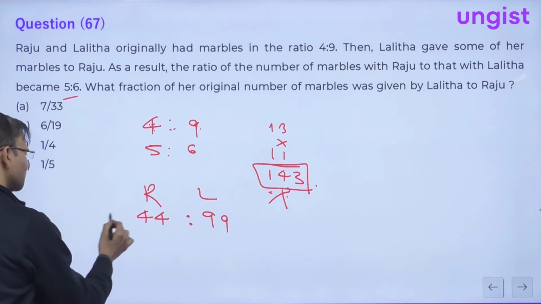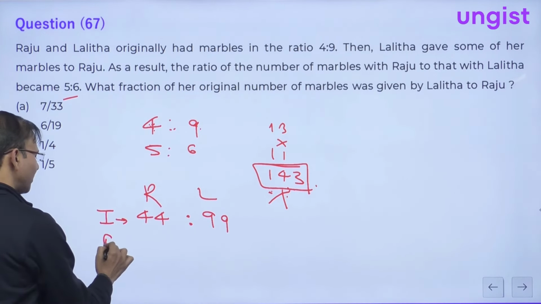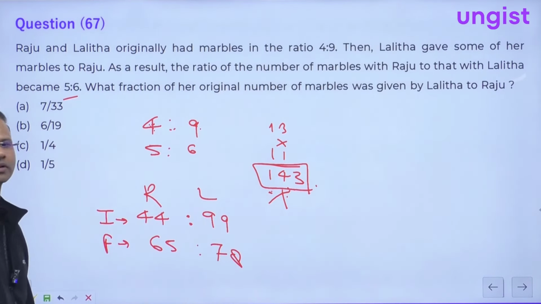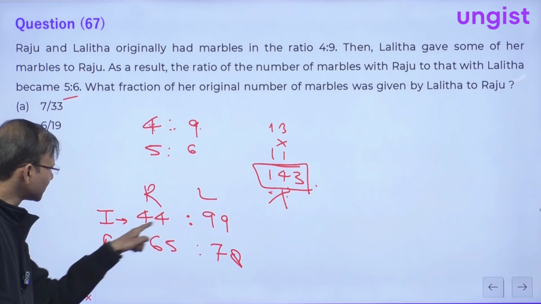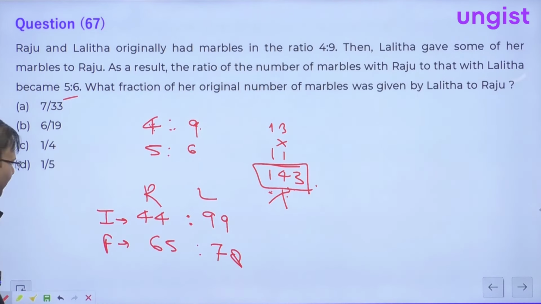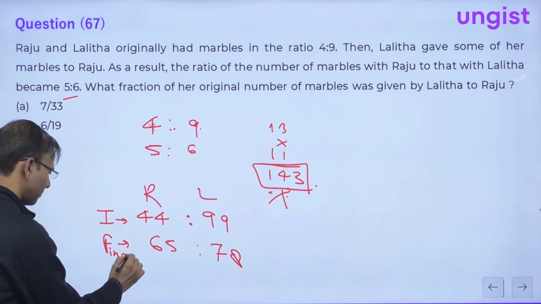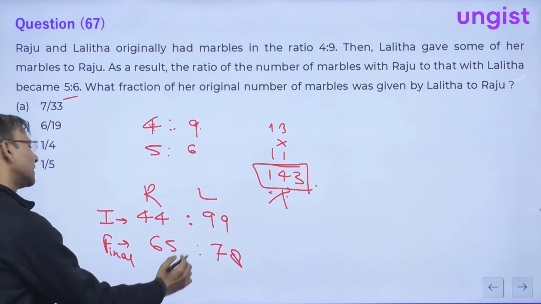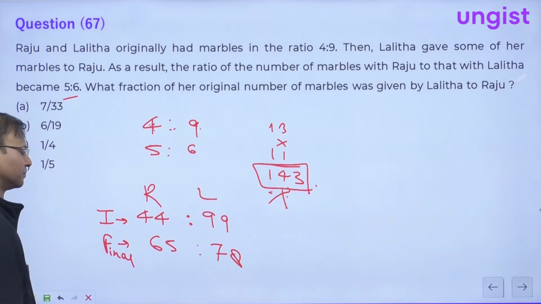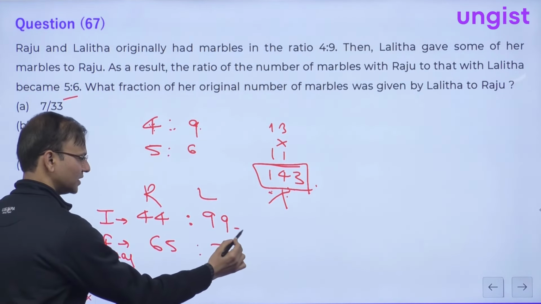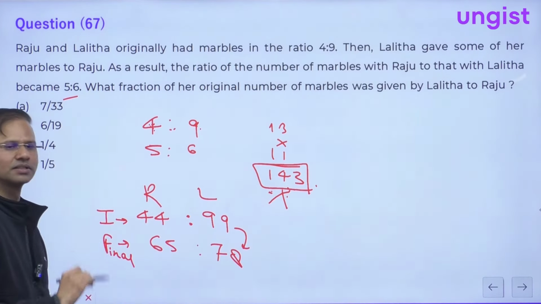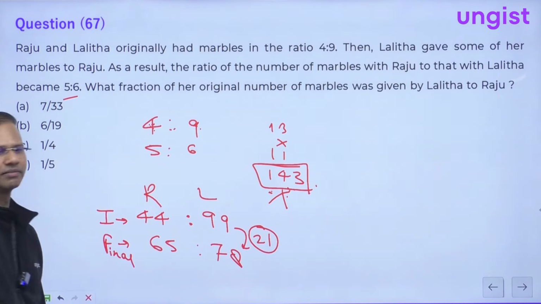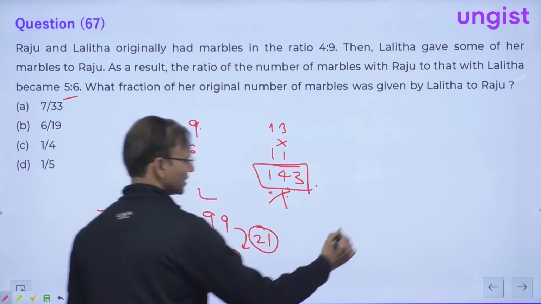So initial shares were this and final shares were 65 and 78. Guys, yeah, you know, right? They were the initial shares and they are the final shares, right? This is the final and this is initial. So question is what? Question is Lalita gave how many marbles to Raju? So 99 was initially with Lalita and finally she has 78. So it means 21 she has given to Raju. Right, everybody? So this is what fraction?